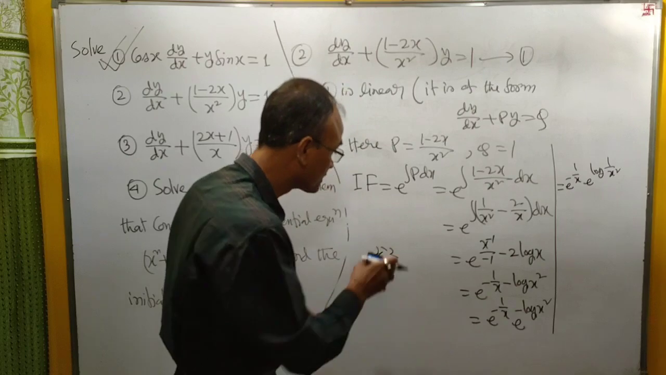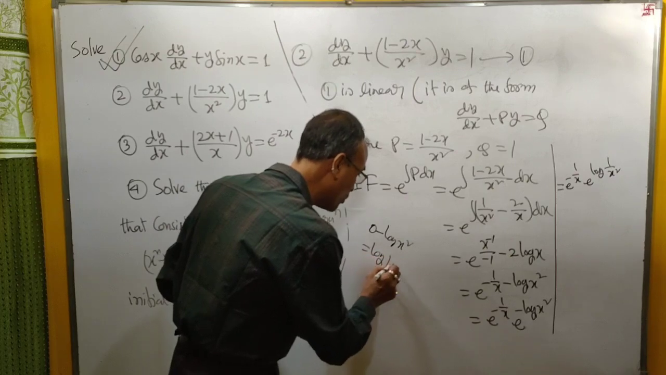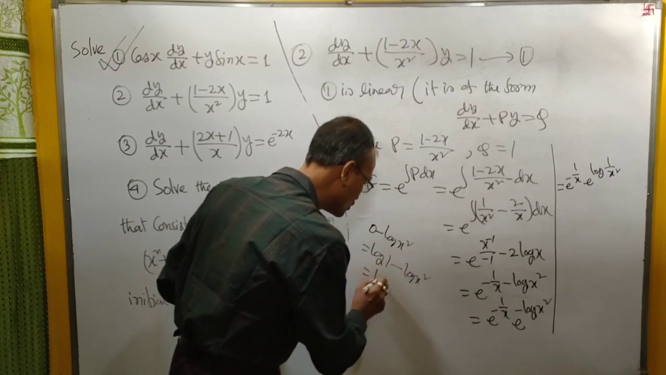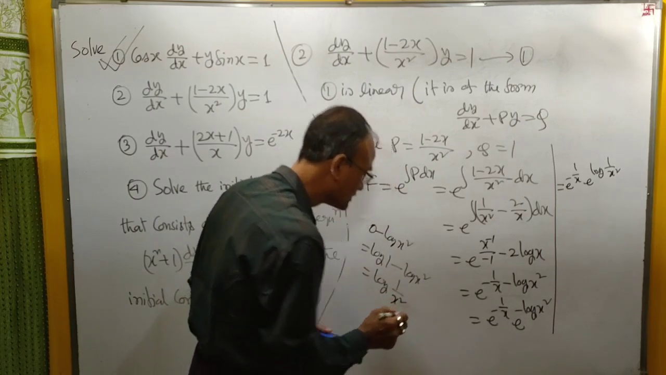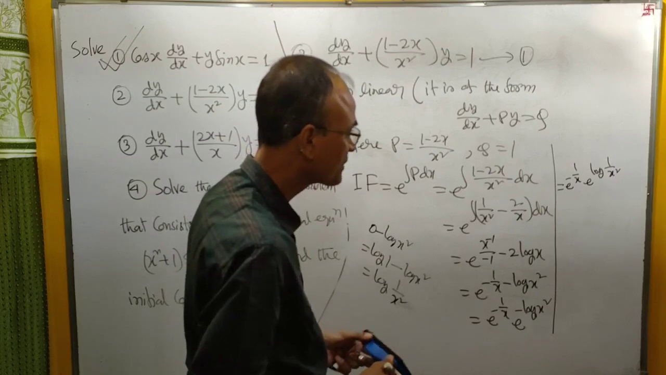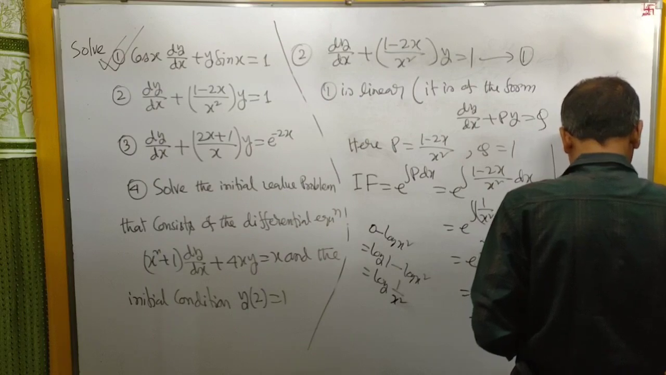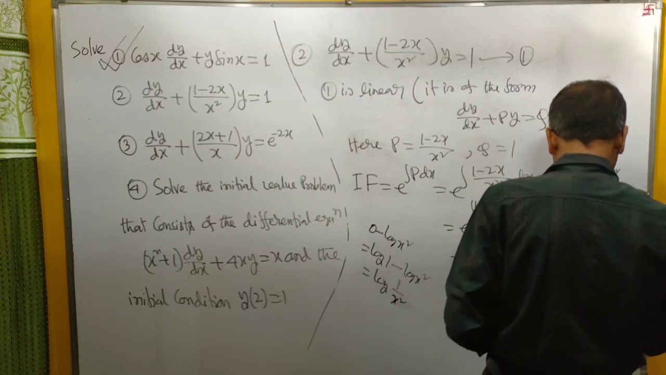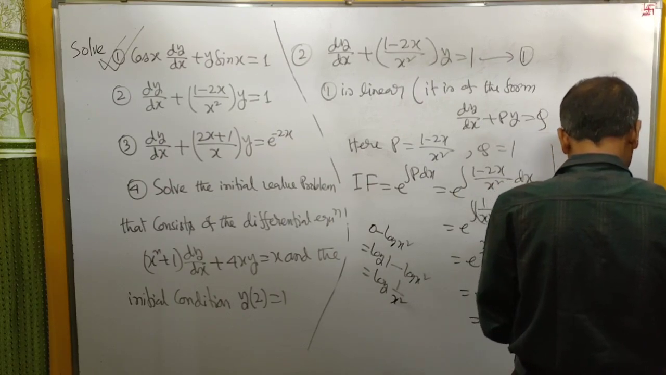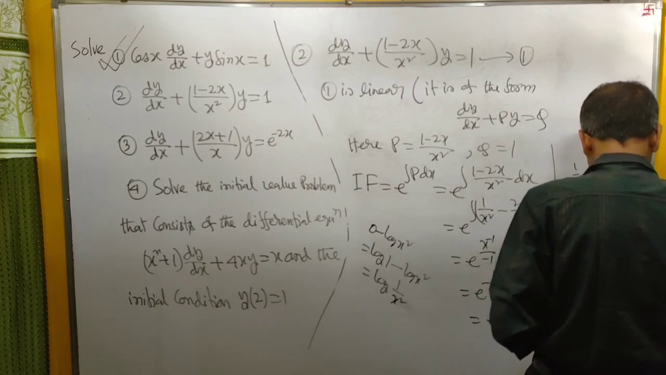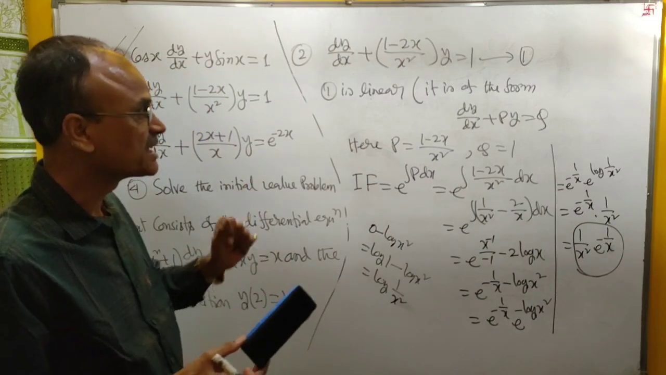Minus log x² means 0 minus log x², which is log of 1 minus log x², equal to log of 1 divided by x², or x to the power -2. So this is equal to e to the power -1/x times 1/x², that is, (1/x²) e^(-1/x). This is the integrating factor.